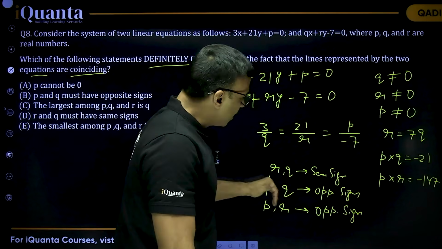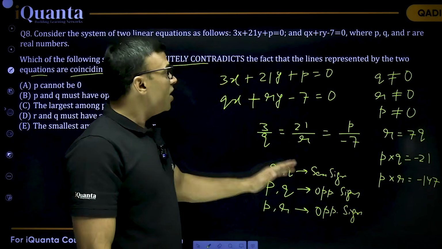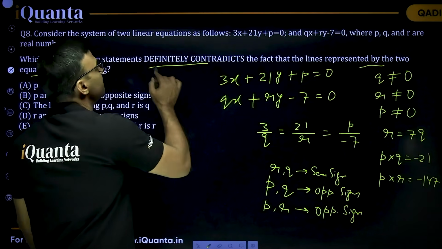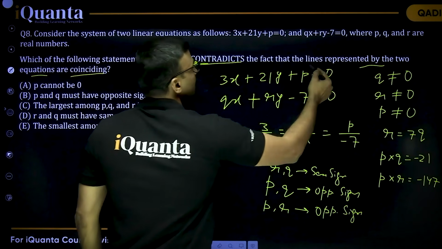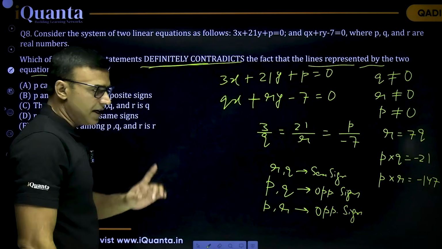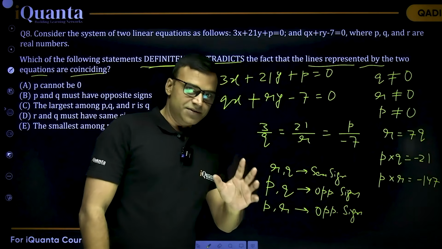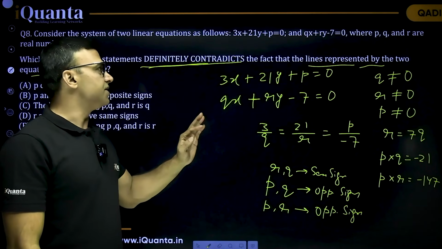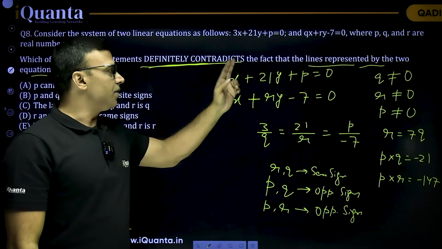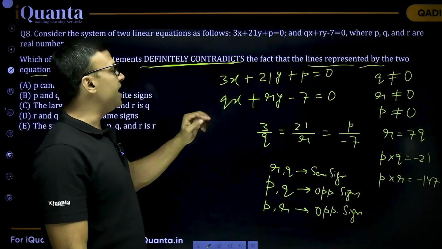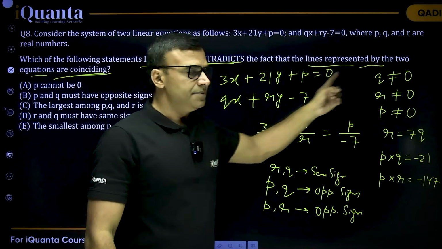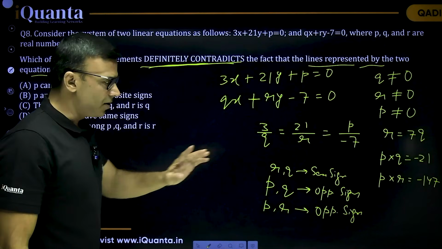Now these are all statements which are not contradictory to this fact. We want to identify that statement which is definitely contradicting the lines being coinciding. I repeat, listen to the words very carefully and read the question again. The question is asking us a statement which is definitely contradicting these two equations being coinciding. These are all supporting coinciding.